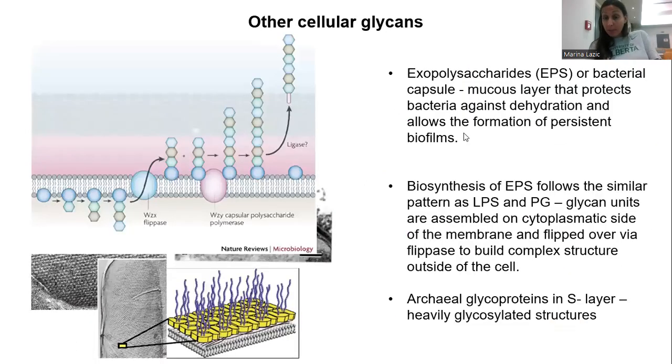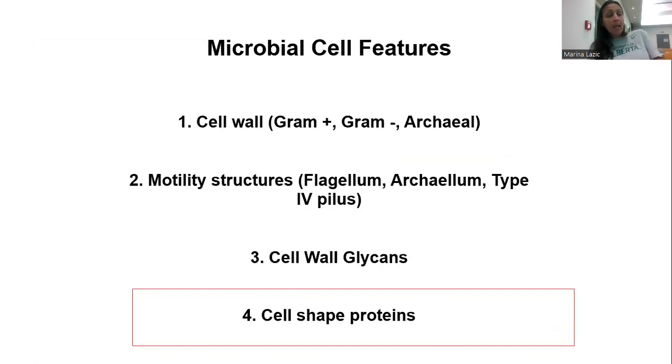And in terms of other cellular glycans, I will just briefly mention exopolysaccharides. They build capsules or mucous layers that protect bacteria against dehydration. Biosynthesis of exopolysaccharides follows similar principles as LPS and peptidoglycan units. So units are assembled on the cytoplasmic side, flip over with a flippase, and build a complex structure outside of the cell. And the other glycan that I wanted to mention is the archaeal glycoprotein S-layer that we talked about last class.